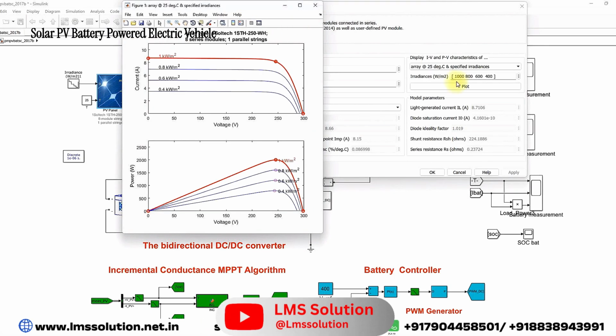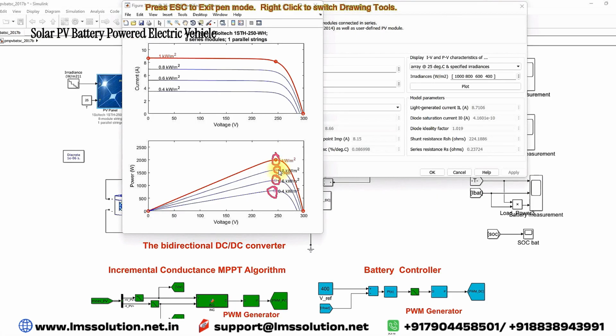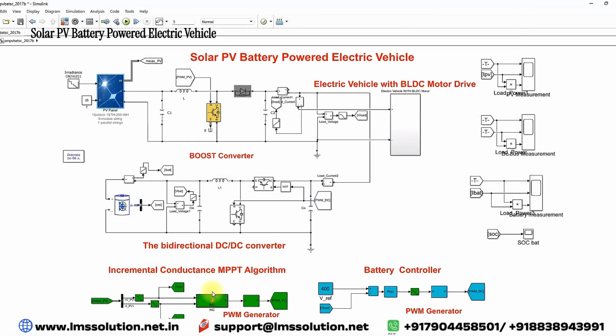Here we have a temperature of 25 degrees Celsius in the PV cell, and we are varying the irradiation from 1800, 600, 400, and you can see that the peak point of the PV panel changes for different irradiation conditions. We need to extract this peak point in order to get the maximum power from the PV array. For that purpose we are using MPPT algorithms. Here we are using incremental conductance MPPT.